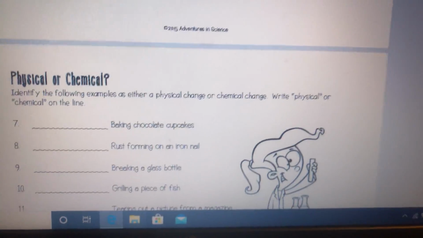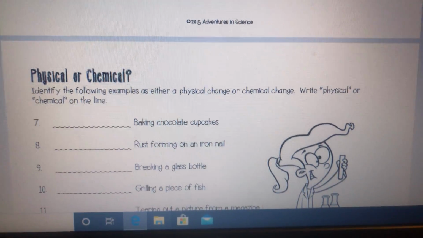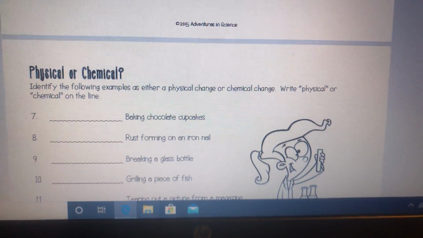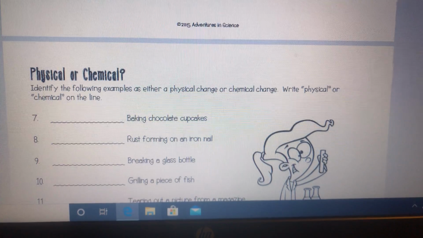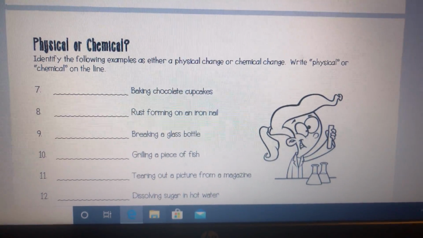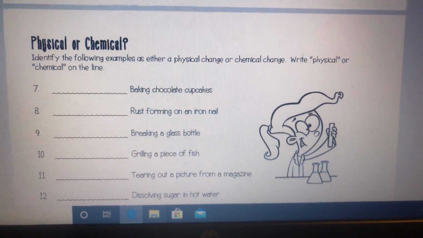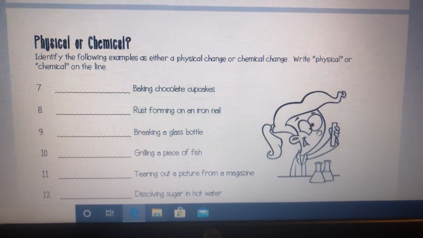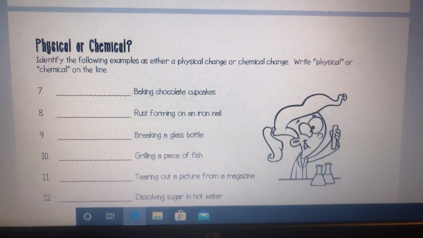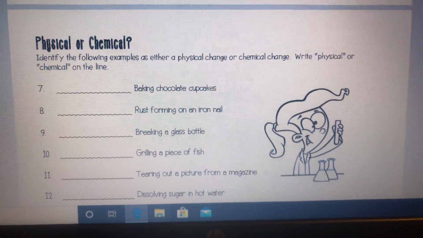Let's go through some more of these questions to give us an idea of what the difference is between a physical and chemical change. Identify the following examples as either physical or chemical change. Write physical or chemical on the line. Baking chocolate cupcakes, physical or chemical change? Well, I think it's chemical, because it doesn't just change the state, we're going to change a number of the chemical aspects and makeup of compounds.